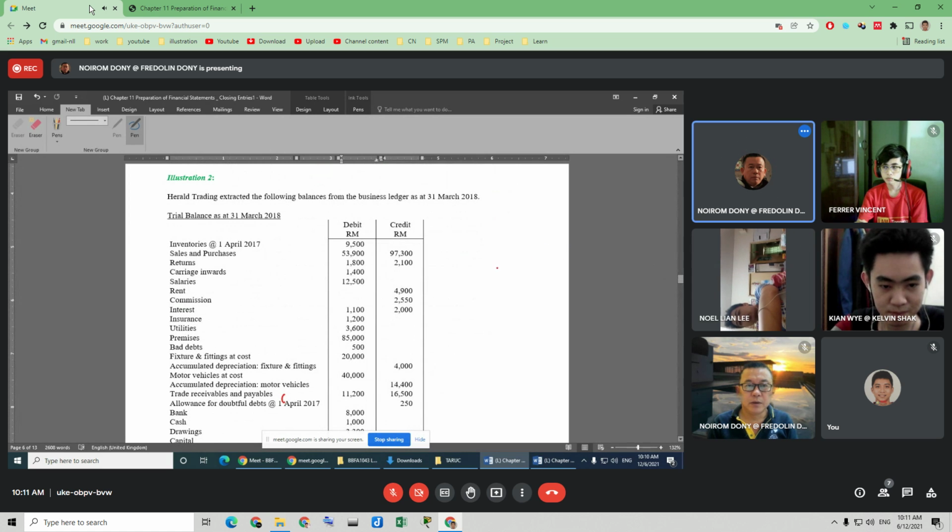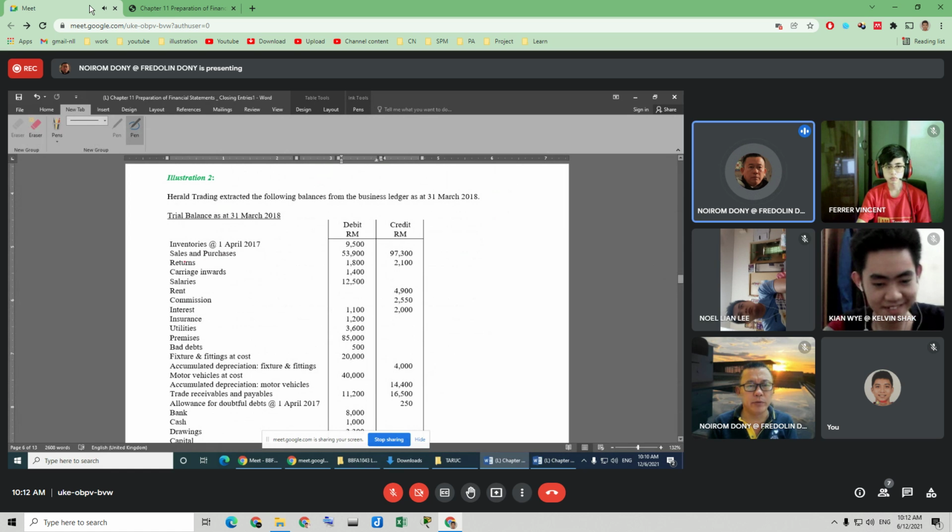Okay. So Harold Trading extracted the following balances. Remember, the first thing is you have to classify all this first. Where does it go to? Okay, so it will be much easier. Now, this question is a little bit hard. You see, they combine sales and purchases, so you don't know which one is sales, which one is purchases.